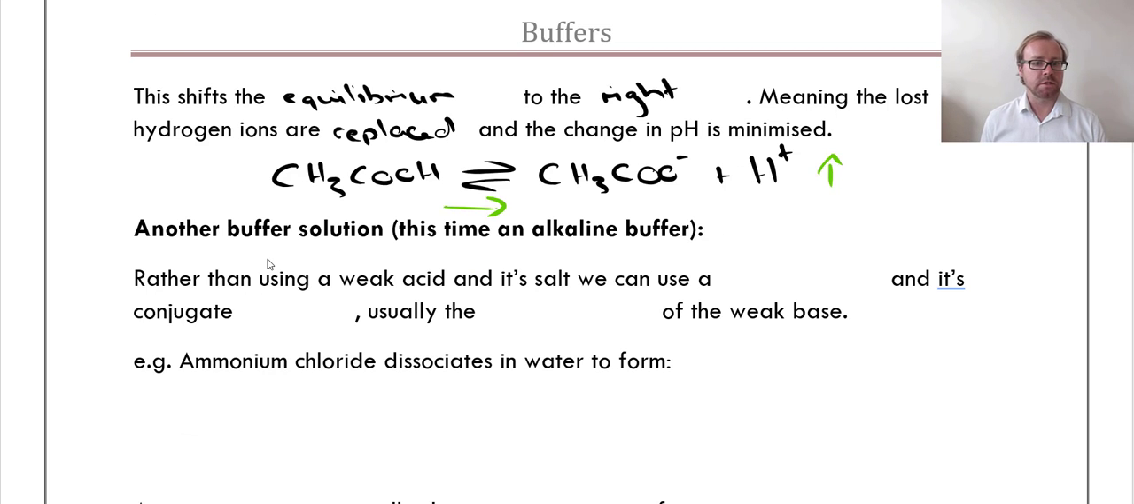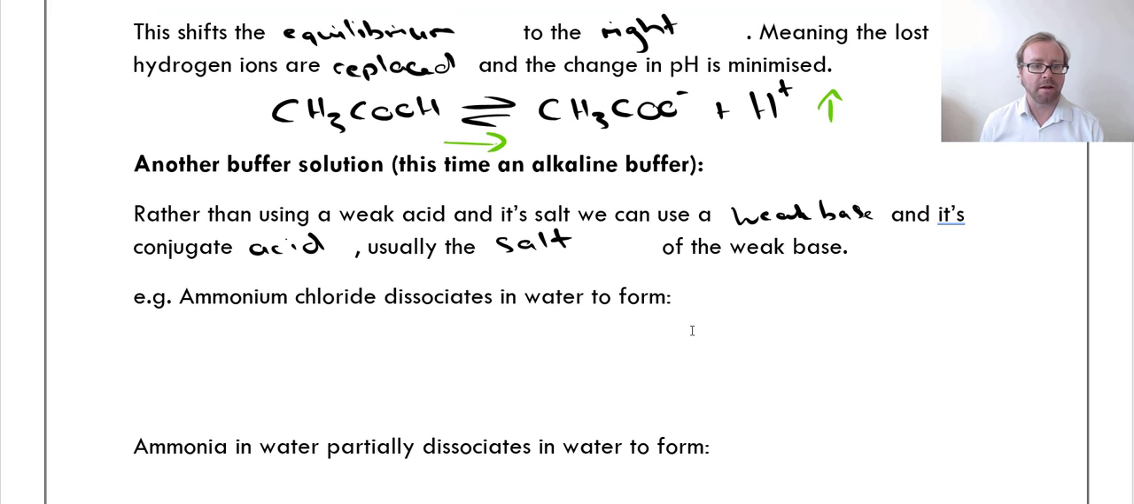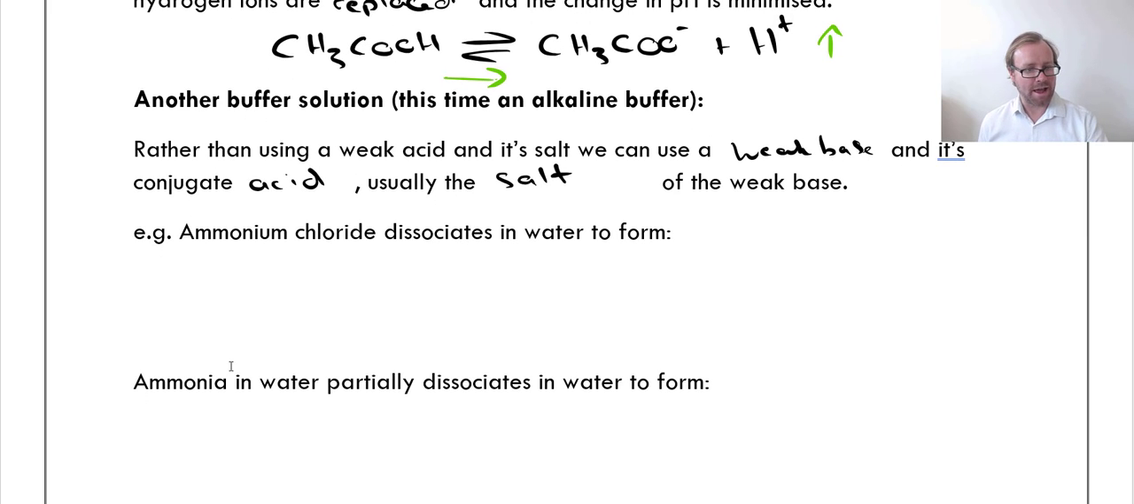Right, so another buffer solution, this time an alkaline buffer. So how do we make this? Rather than using a weak acid and its salt, we can use a weak base and its conjugate acid, usually the salt of the weak base. So for example, we could use ammonium chloride and ammonia. So ammonium chloride dissociates in water.